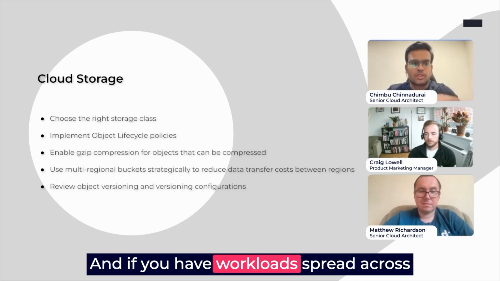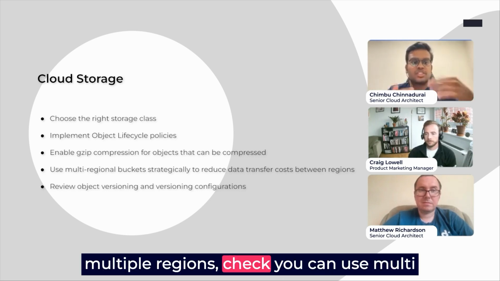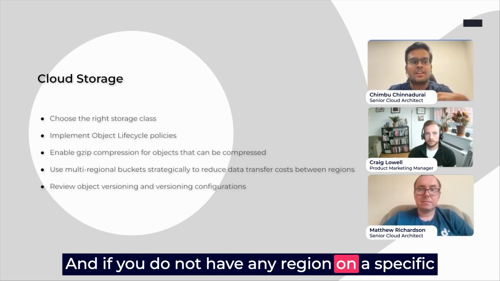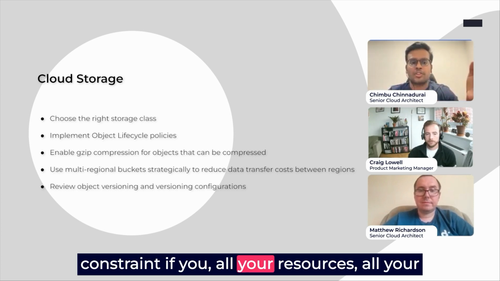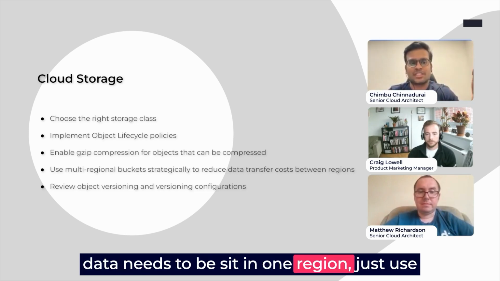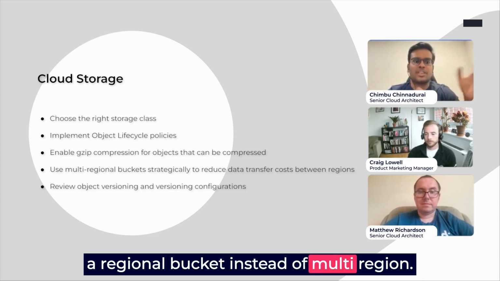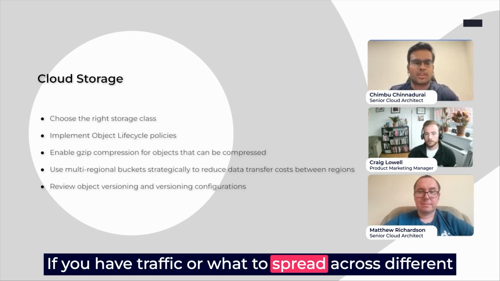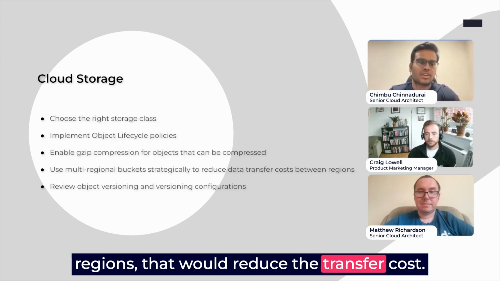And if you have workloads spread across multiple regions, check if you can use a multi-region bucket to reduce your data transfer cost. And if you do not have any region-specific constraint, if all your users and all your data need to reside in one region, just use a regional bucket instead of a multi-region bucket. A multi-region bucket is really useful if you have traffic or workloads spread across different regions, as that will reduce the transfer cost.